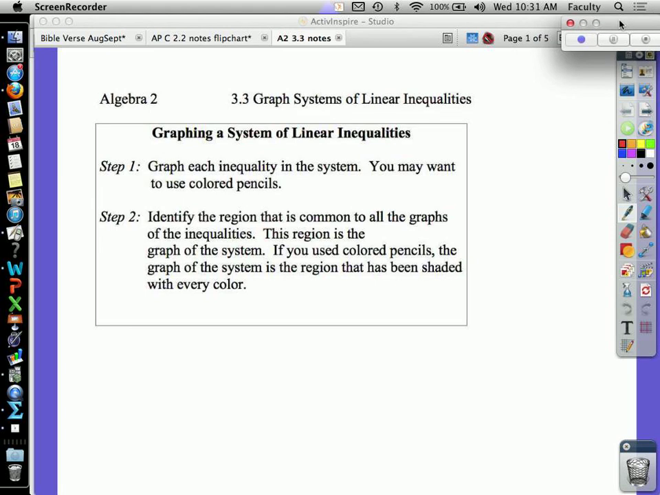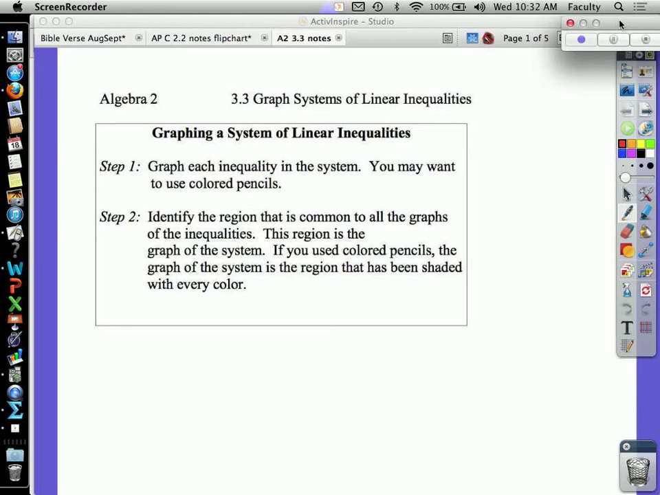We are going to graph a system of linear inequalities. Step 1, graph each inequality in the system. You may want to use colored pencils. If you have them, you're going to need about 4 different colors. If you don't, you might use a highlighter, a red pen, a black pen, a blue pen, your pencil. Today we're going to use up to 4 colors, so you might need to borrow from a neighbor if you don't have that many colors with you.